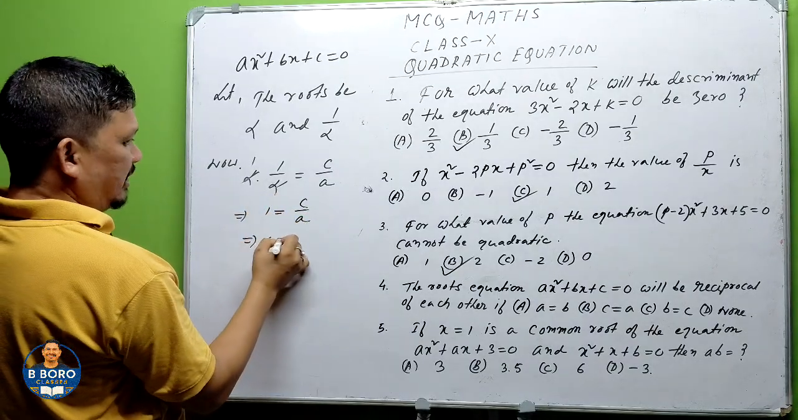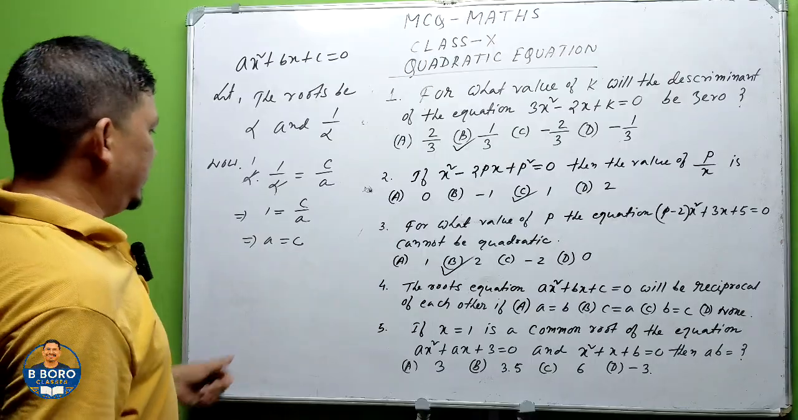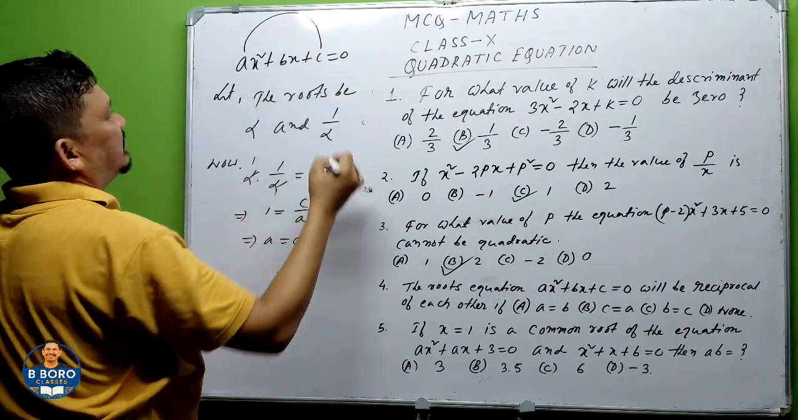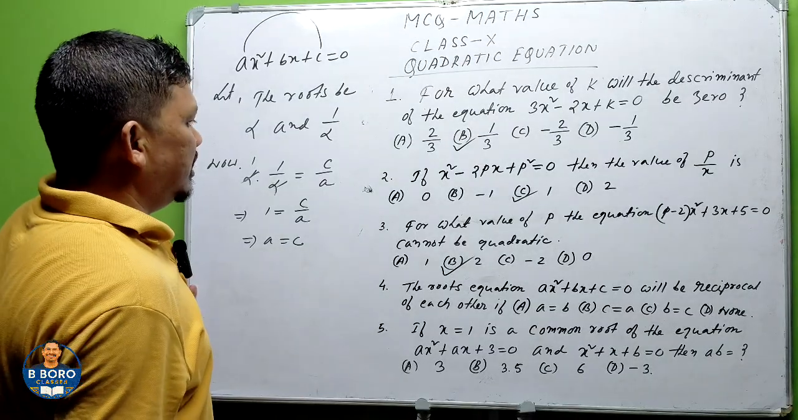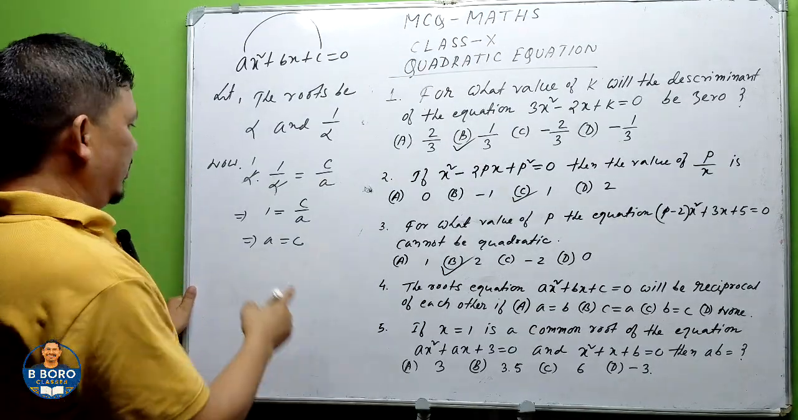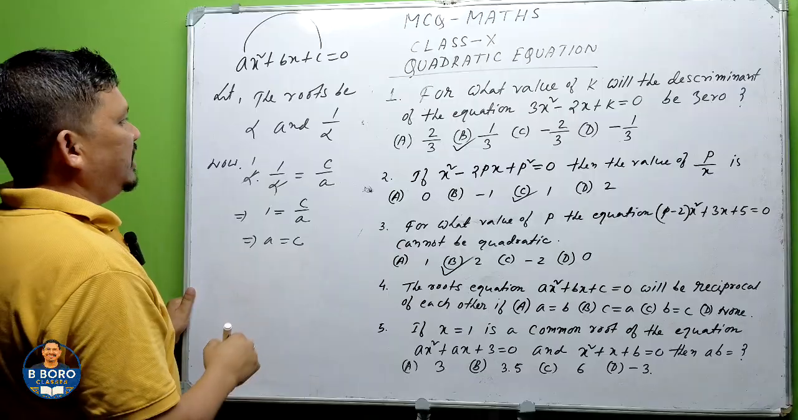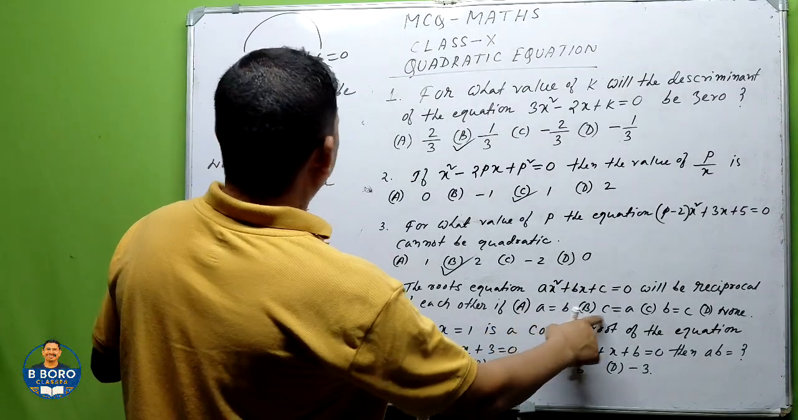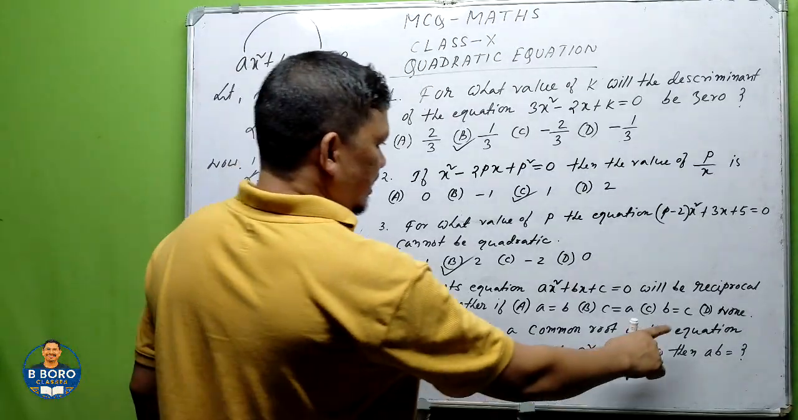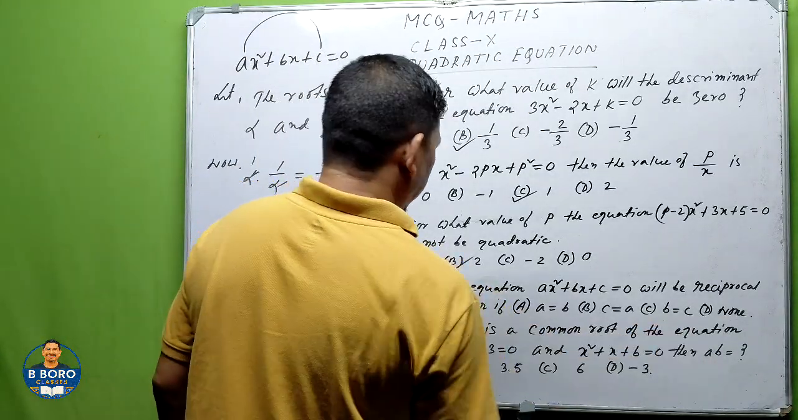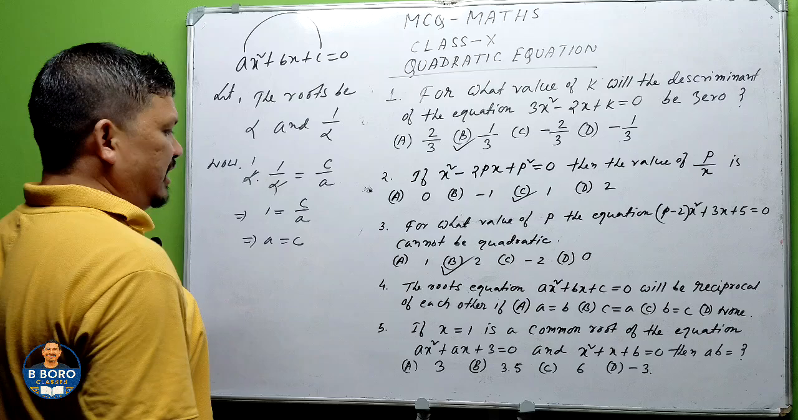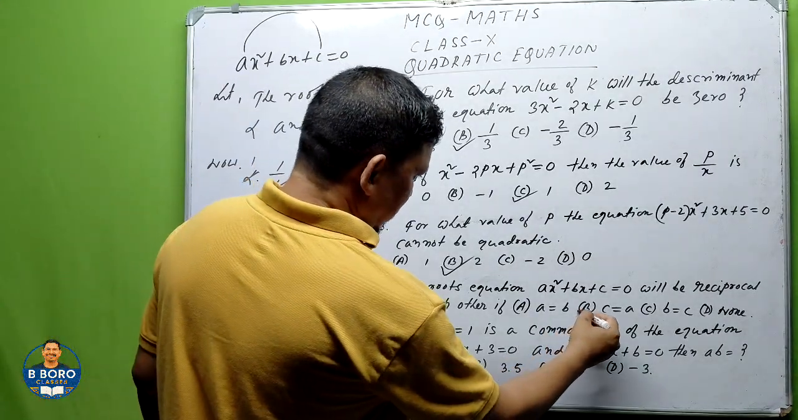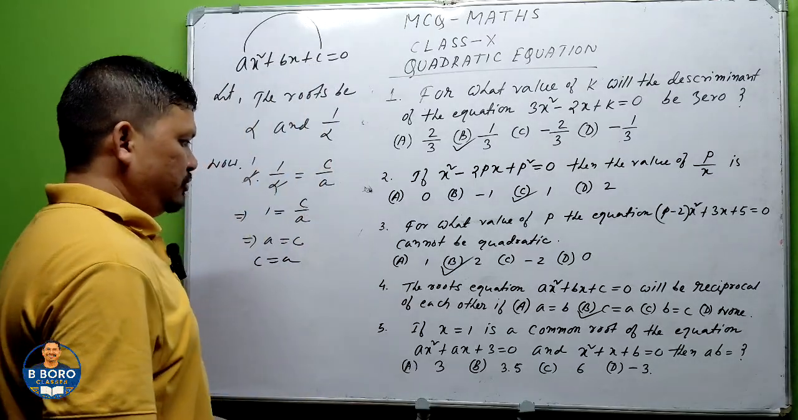So from here A equals C. That means if A equals C, that is, the coefficient of x square and the constant term of the given quadratic equation are equal, then the roots are reciprocal of each other. We are given option A: A equal to B, option B: C equal to A, option C: B equal to C, option D: none. A equal to C or C equal to A is the same thing. So our correct option is option B, C equal to A. So next question.